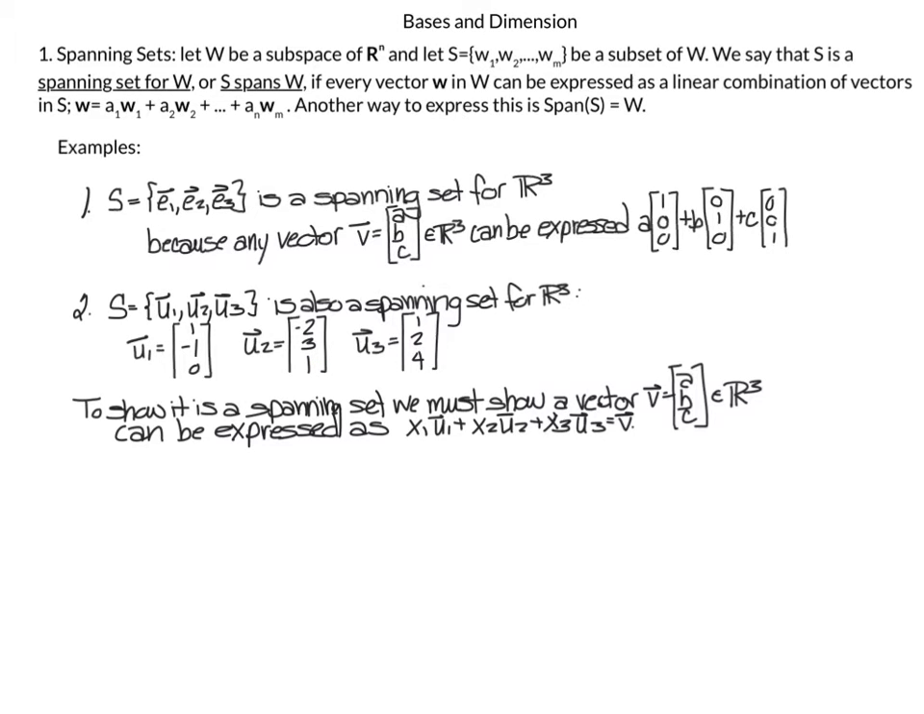To show that u1, u2, and u3 is a spanning set, we must show that an arbitrary vector in R3, so we'll just name it with a, b, and c as coordinates, can be expressed as a linear combination of u1, u2, u3. In other words, x1, where x1 is a scalar, times u1 plus x2 times the vector u2 plus x3 times the vector u3.